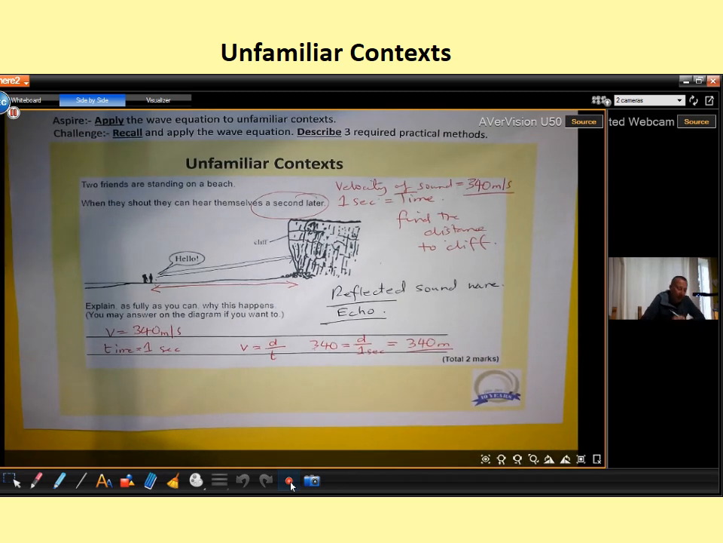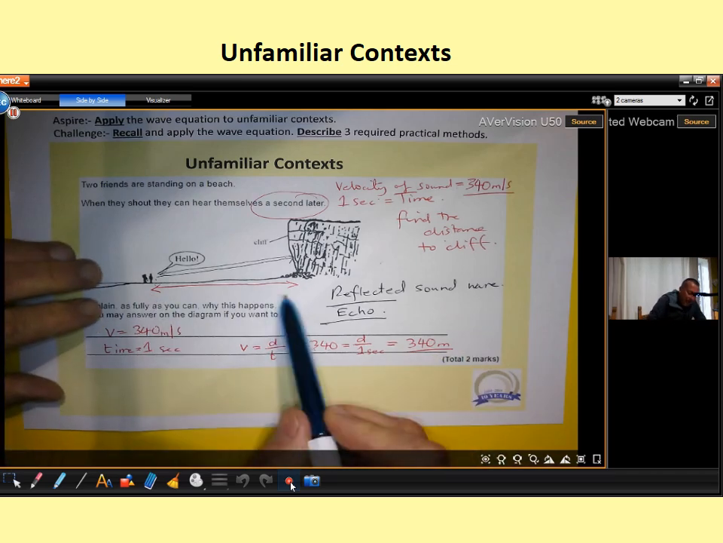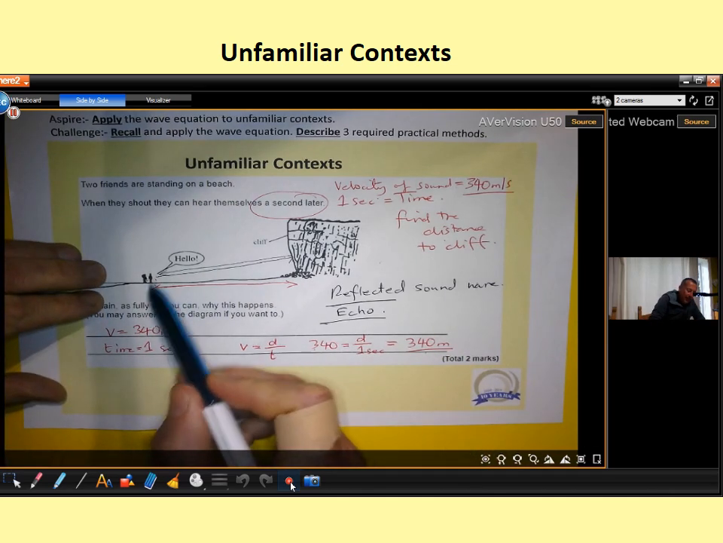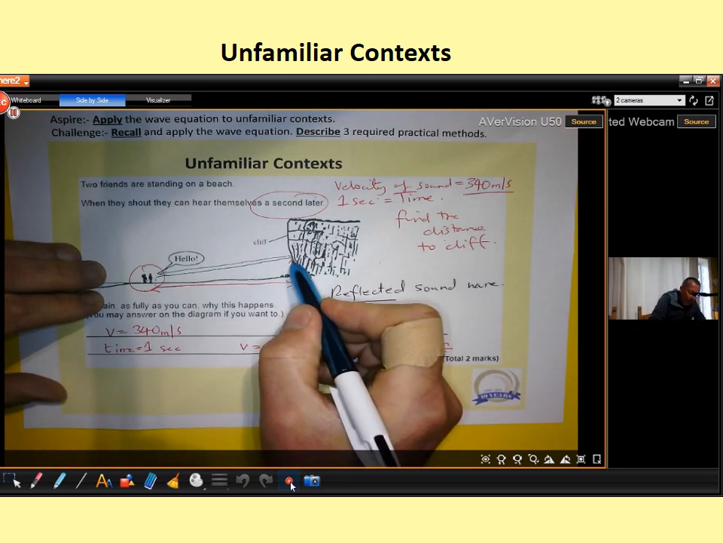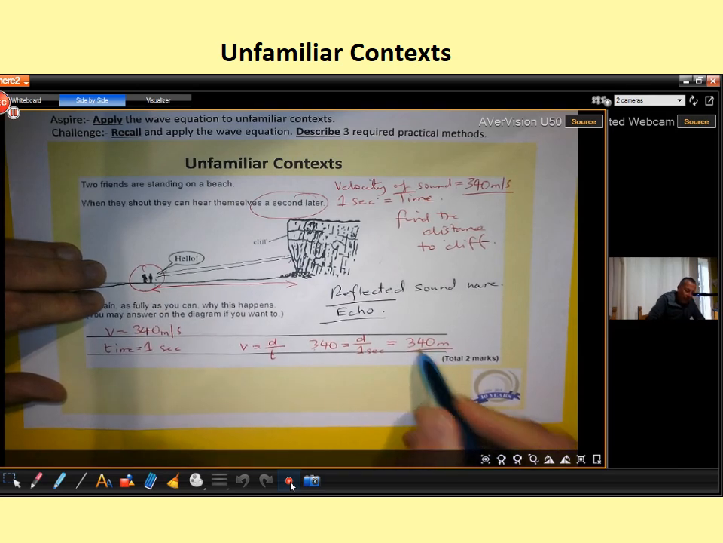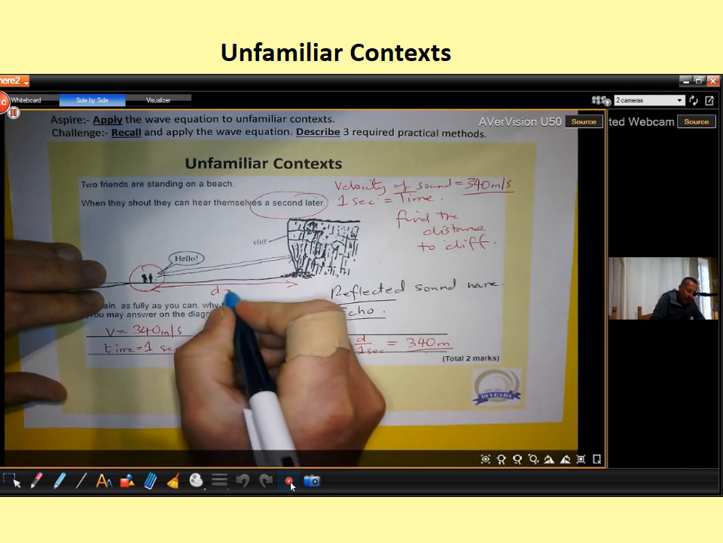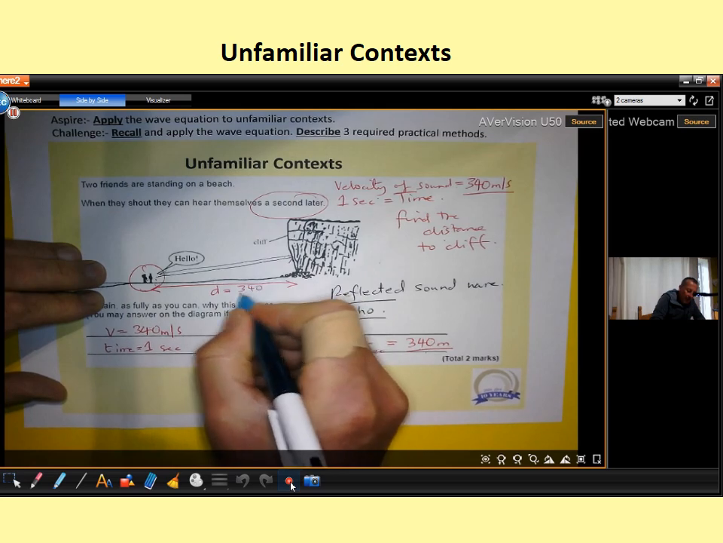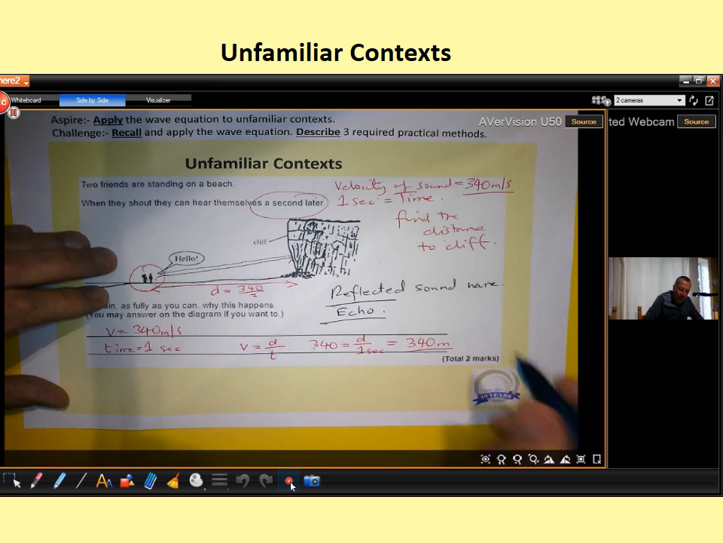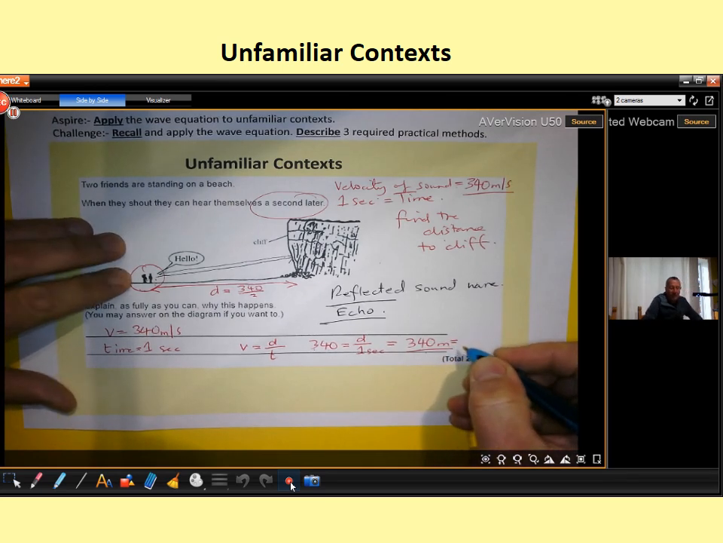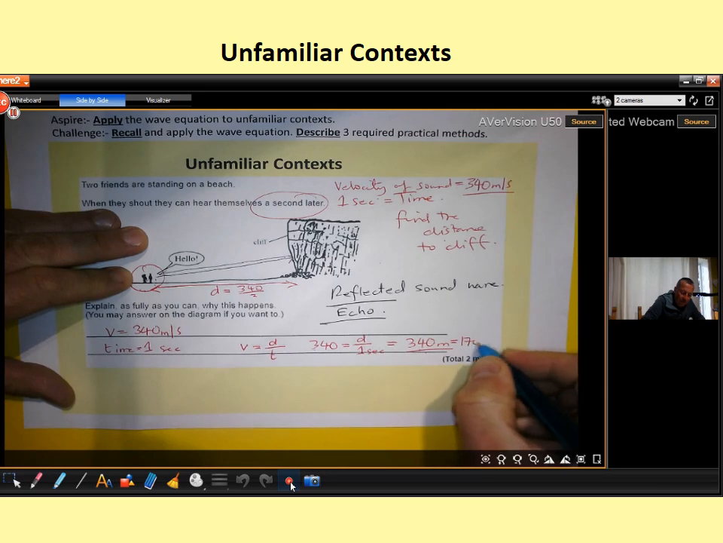There's a catch. That's not the answer. You've dropped a mark if you just do it like that. Any ideas why? Because that distance that we've just found is the distance for the sound to go from here, from Dave and Maureen, to the cliff and back again. So that 340 is the total distance, so the distance to the cliff is just half of it, 340 divided by 2. So 340 divided by 2 is 170 metres to the cliff.